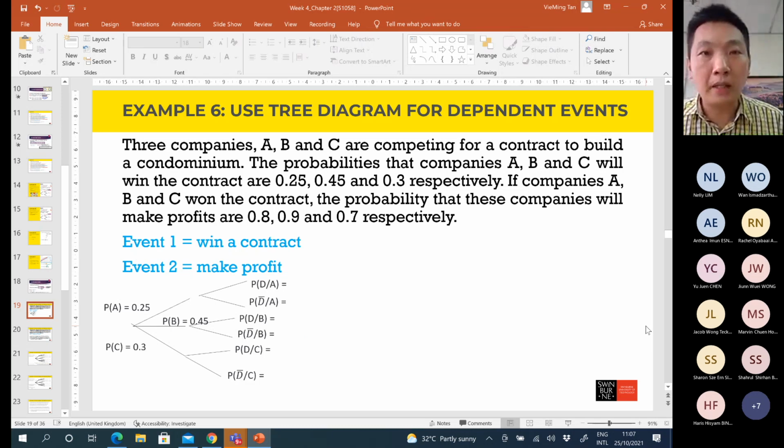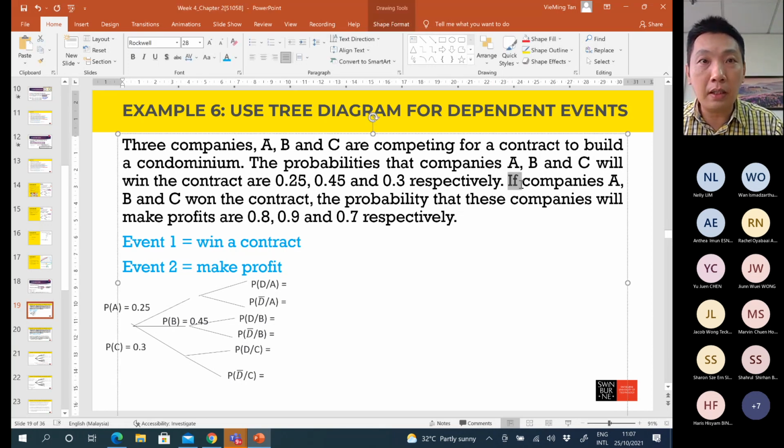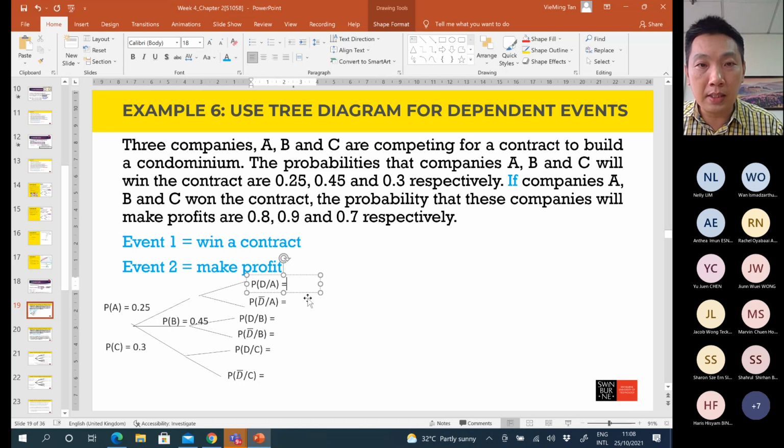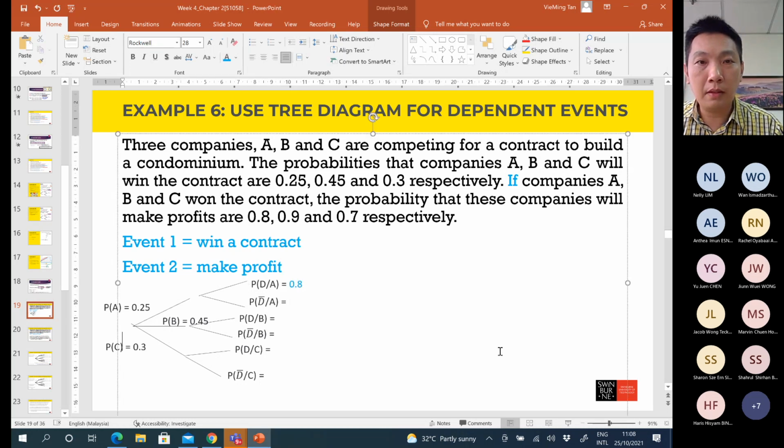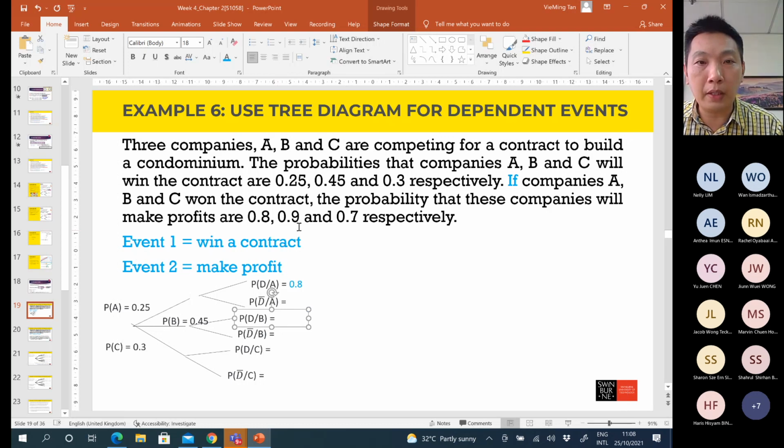Now we can also fill in the blanks with the figures that we managed to get from the question. The word "if" means something has already happened, so I use blue color. If companies A, B, or C won the contract, the probability that the company will make a profit is 0.8, 0.9, and 0.7. What's the meaning? That means for this equation, the answer is equal to 0.8, it's from here. How about this one? The figure is 0.9.